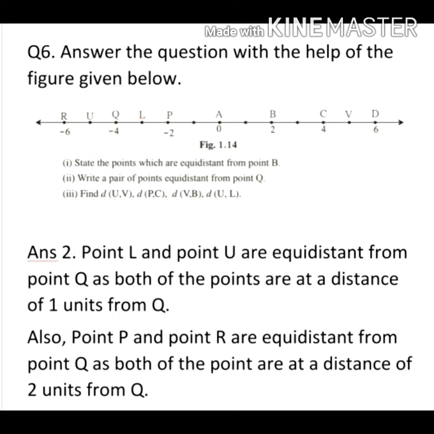Question number 3 is to find the distance between the 2 points. I have already explained to you how to find the distance between the 2 points in my previous lecture. So this question is the homework for you.